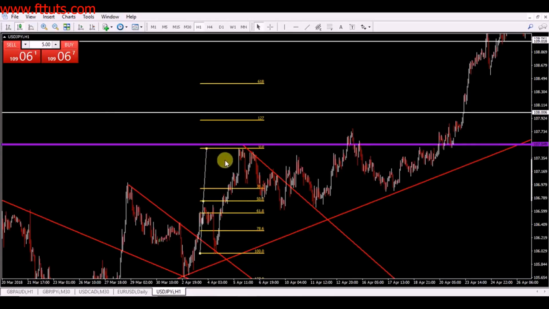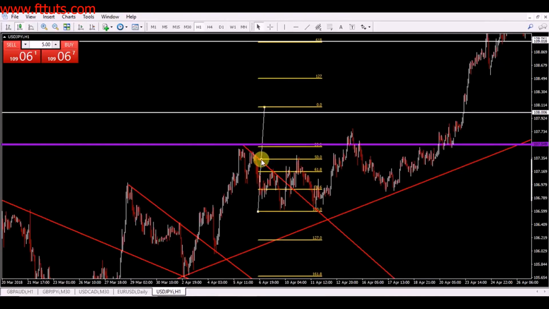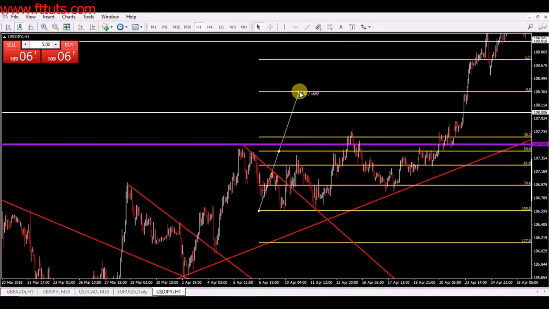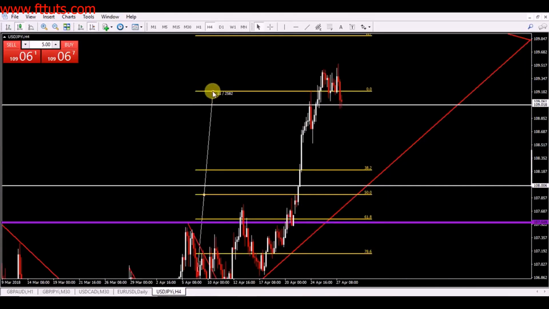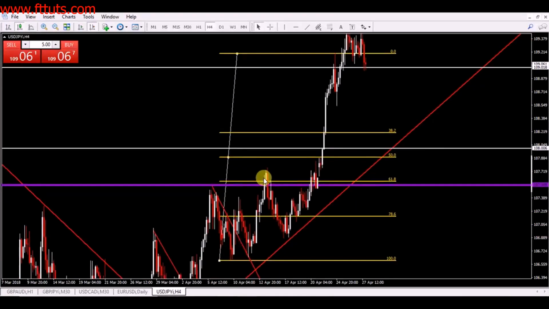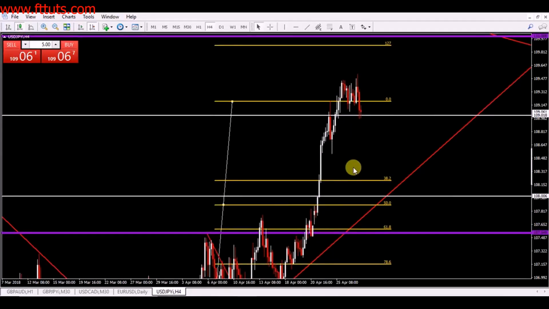As we know, the C becomes the new A. So we have the A, B, C, D. That 61.8 extension was hit, blasted through right around this area. And now we have the new A, B, anticipating the C.